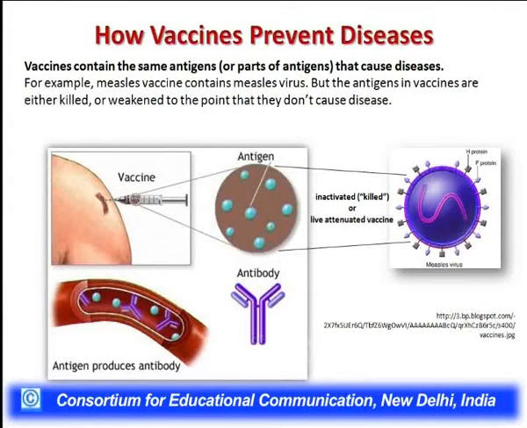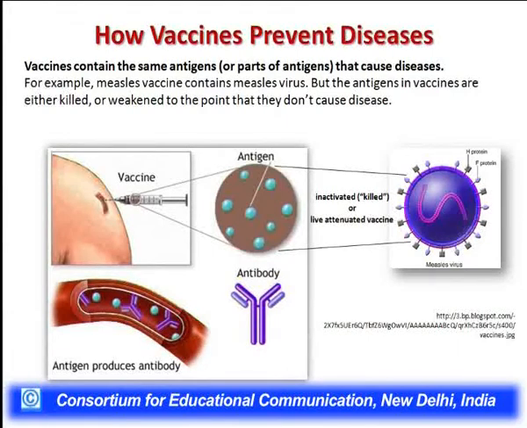So these measles viruses are either inactivated or killed by using various chemical components or heat treatment, or they are live attenuated by growing them in an abnormal condition. Now, from these viruses, the surface protein antigens are taken up, and a formulation is produced from these surface protein antigens, and these are then injected into the body as the vaccine forms.